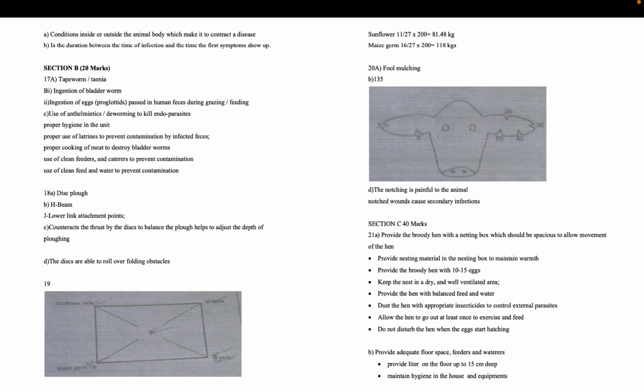Proper cooking of meat to destroy bladder worms. Use of clean feeders and waterers to prevent contamination. Use of clean feed and water to prevent contamination.